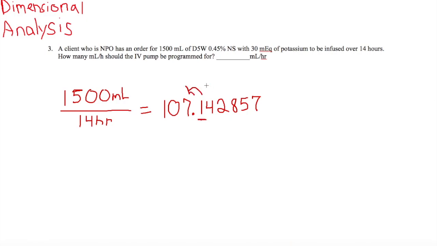So, depending on the problem's instructions, you will either have to round to the whole number, to the 10th, or to the 100th. So you're going to look at the number next to where you're rounding. In this case, we're going to round to the whole number. So with the 0.1, we round to 107. If it is 5 or above, so if it had been 107.5, we would have actually rounded to 108. For this problem, our answer is 107 mils per hour.